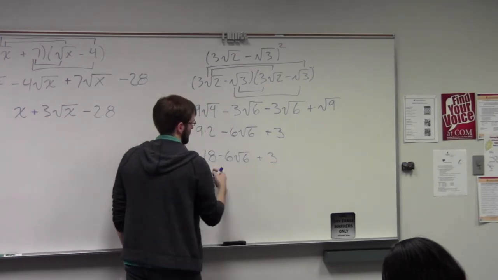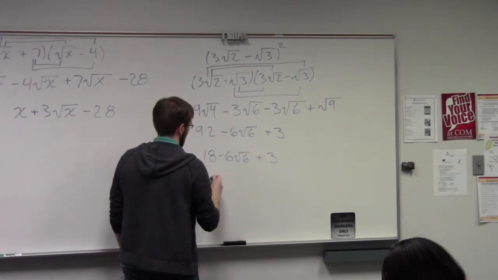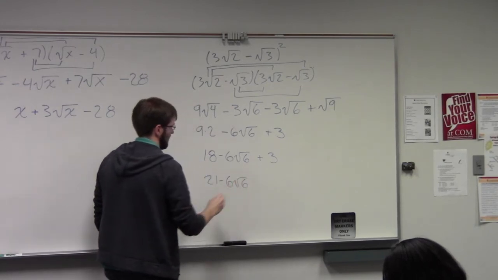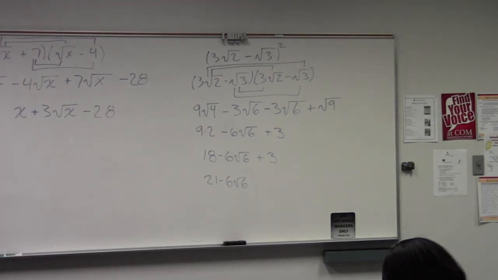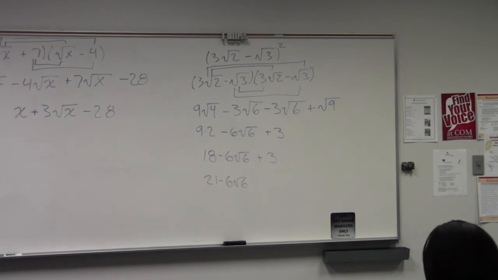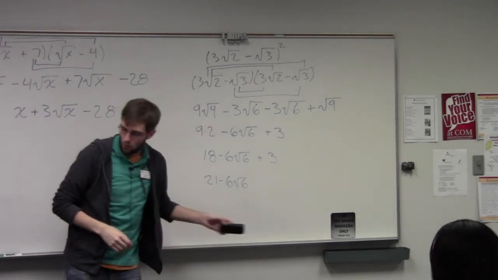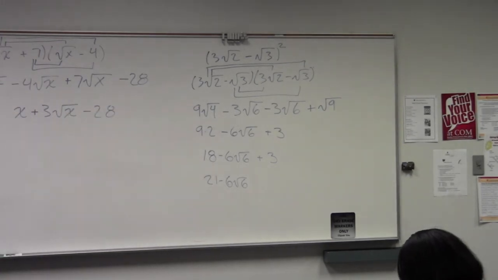I just need to combine like terms now. 18 plus 3 gives me 21. All right. So this is all multiplication. So any questions on the multiplying? All right. So there's no questions. We'll move on to dividing.